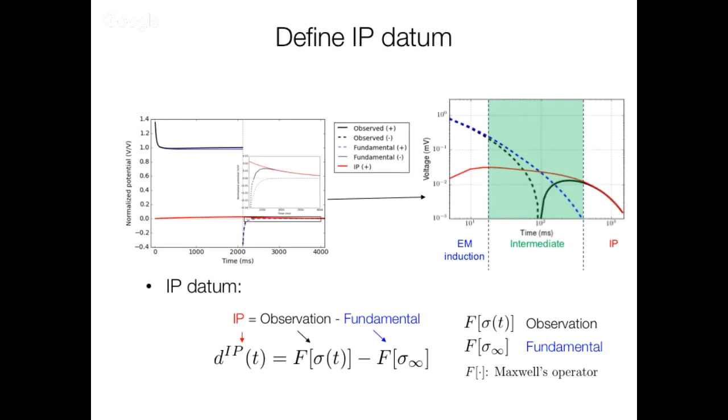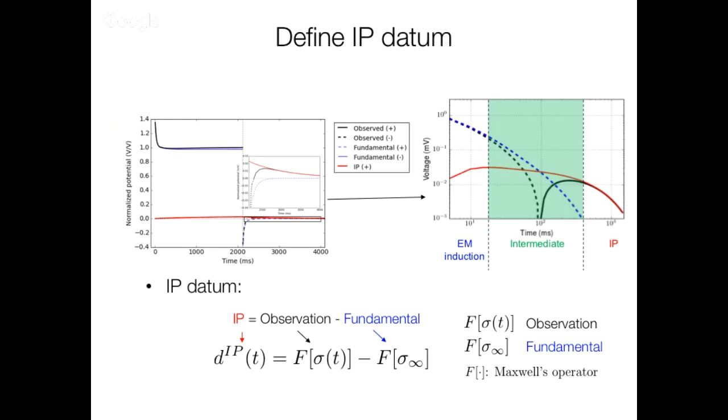If you take a closer look at what is happening just after the shutoff, we'll have an observed curve that looks like this. That's this dash curve here, with a positive IP response. The fundamental looks like this, so there's no sign reversal. And the difference between those two, the IP response, is this red curve.